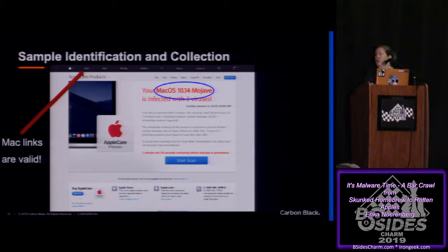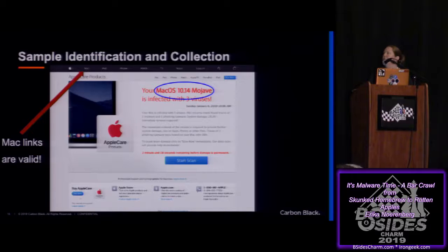This is one example of the sites that you would be redirected to. So you can see that it's actually detecting what your OS version is so that it can customize this page for the user, make it look a little bit more believable. This one is: you're infected, start a scan, download our software kind of thing.